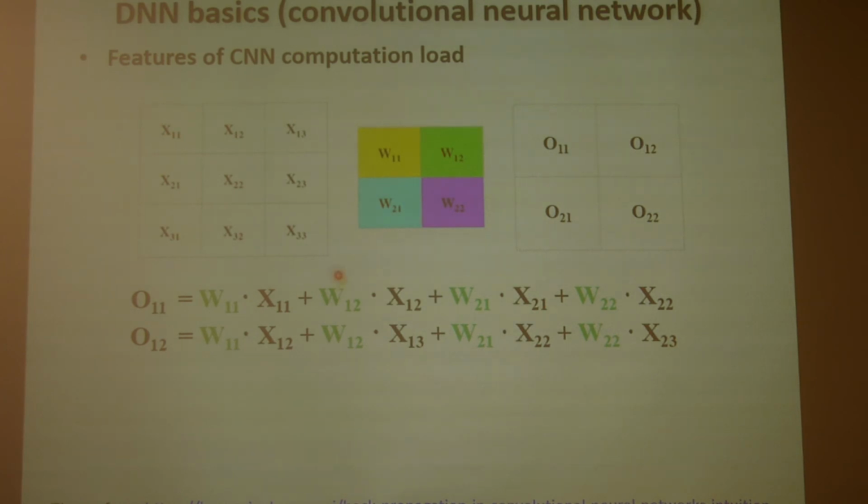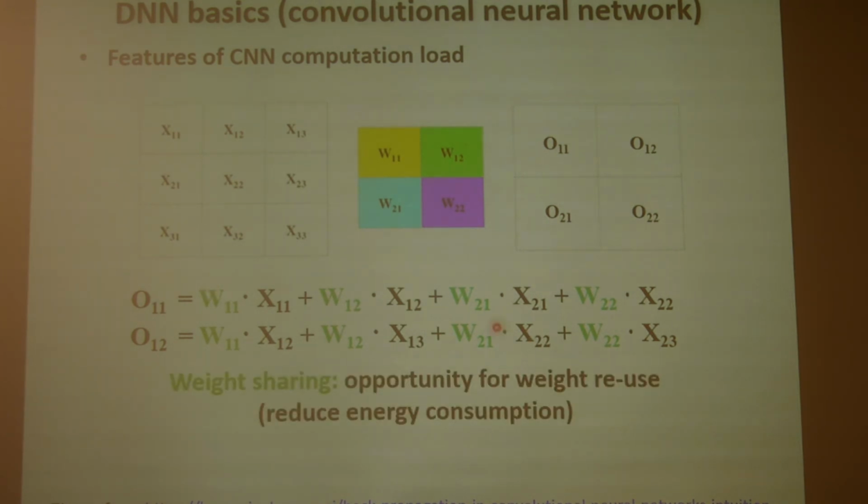Another feature is that if we look at this equation, we find that to get both 011 and 012, they are basically using the same filter weight. So we can try to reuse this filter weight so that we don't need to fetch it from memory many times, which consumes a lot of energy. This weight sharing gives us opportunities for weight reuse and can help reduce the energy consumption during the DNN processing.